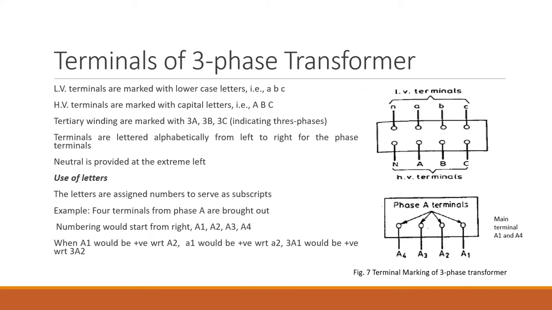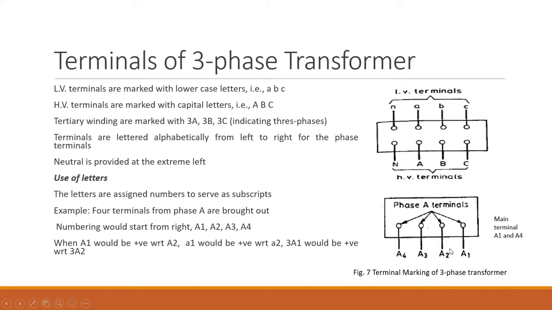Suppose there are 4 terminals brought out from phase A. The numbering will start from the right: A1, A2, A3, A4. If there are more terminals, whatever the first terminal and the last terminal are, those will be considered the main terminals. So in this case, A1 and A4 will be your main terminals.